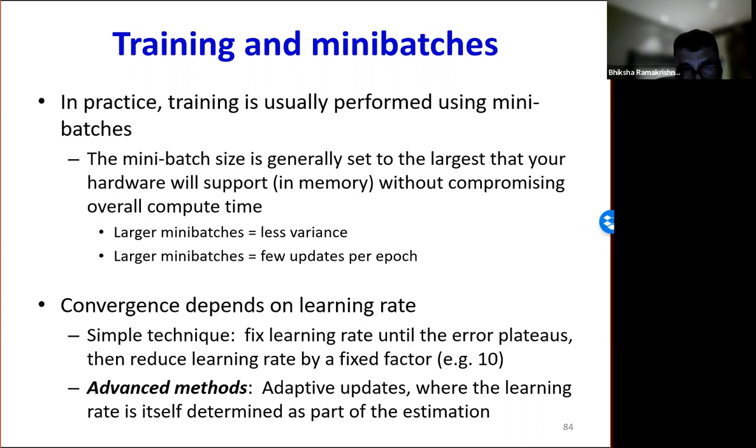The convergence depends on the learning rate. And you want the learning rate to still satisfy the two properties that we just saw. Simple techniques are like fixing the learning rate till the error plateaus and reducing it by a fixed factor and so on. And this does satisfy the properties we saw. And then you have the adaptive updates, so the learning rate itself is determined as part of the estimation.